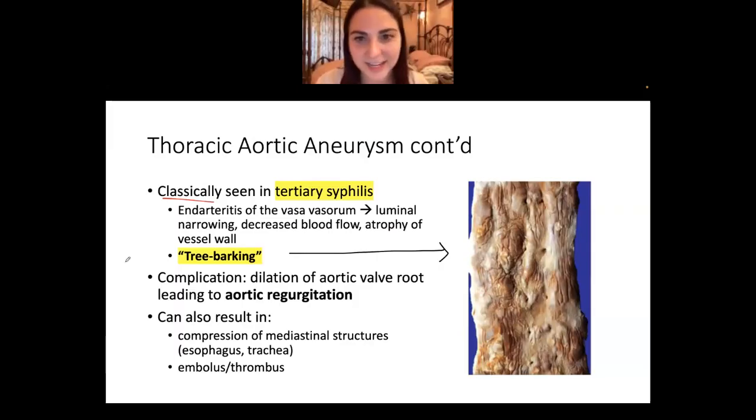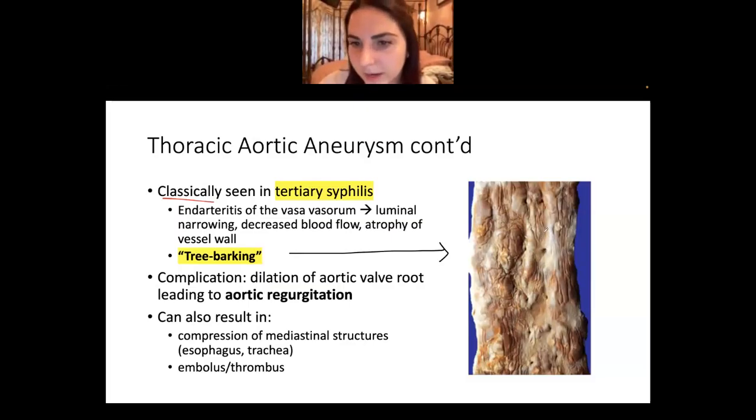Syphilis is like a vasculitis. I just kind of think of syphilis as a vasculitis, especially tertiary syphilis. So what happens with syphilis, it's kind of the same idea. It causes inflammation of the vasa vasorum of the thoracic aorta. And then eventually over time, the layers are going to start to die because they're not getting blood flow, and you start getting atrophy of this wall. So they call this tree barking of the thoracic aorta because this literally looks like a tree trunk.